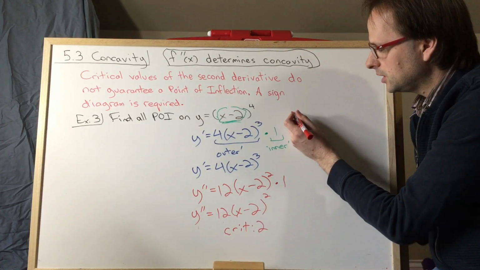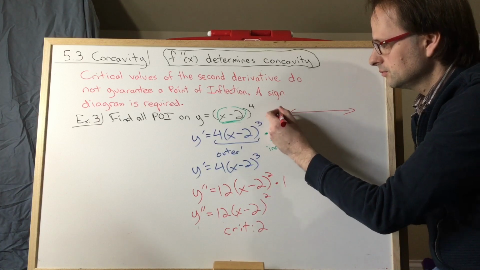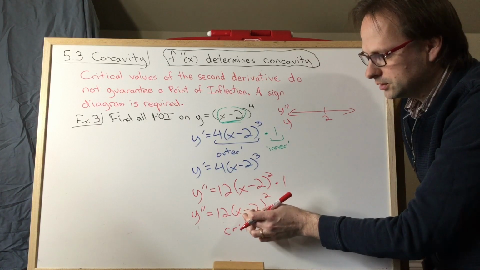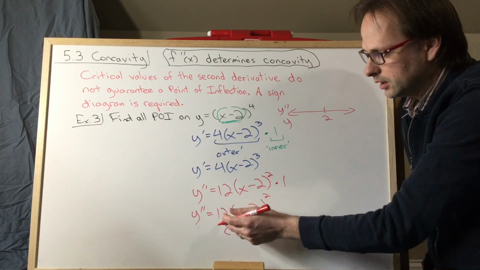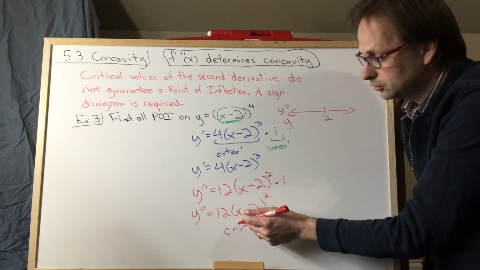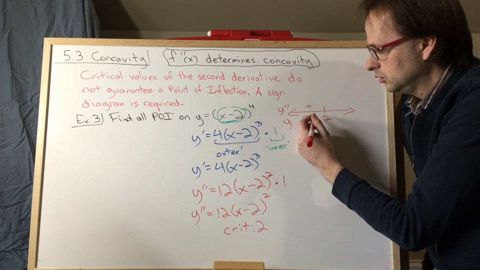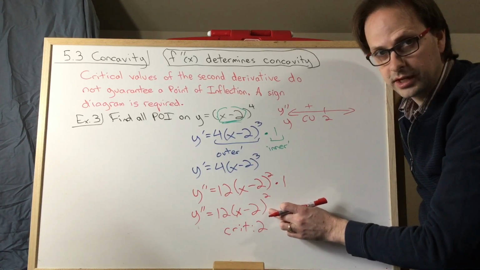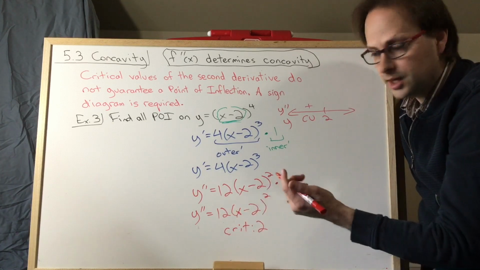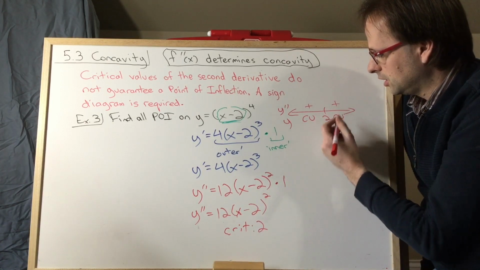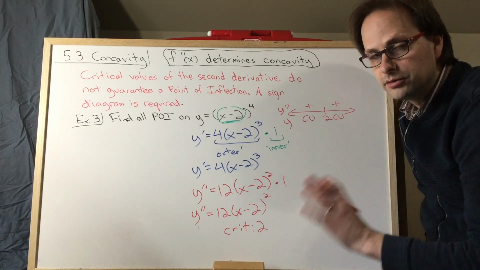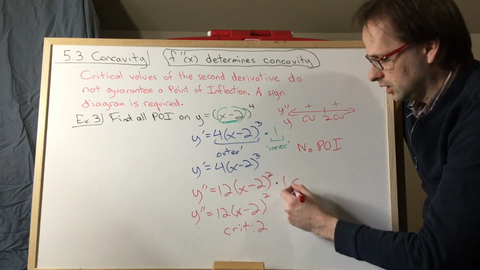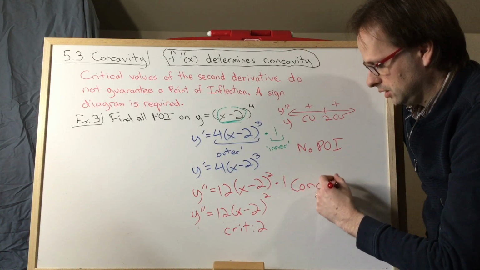But instead, we need to make this diagram. What's happening around 2? If I put in 0 into the second derivative, or if I put in 1, I'm going to get 12 times something squared. So it'll still be positive, which means the function starts concave up. If I put in something bigger than 2 into the second derivative, I'm going to get 12 times, again, something positive, so it'll be concave up. Concavity does not change. There is no point of inflection. It is concave up everywhere.